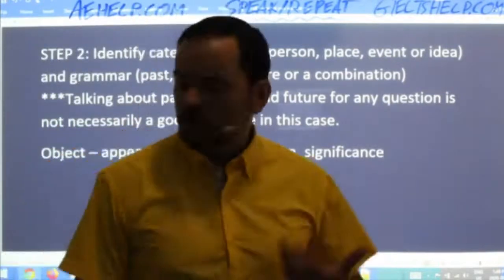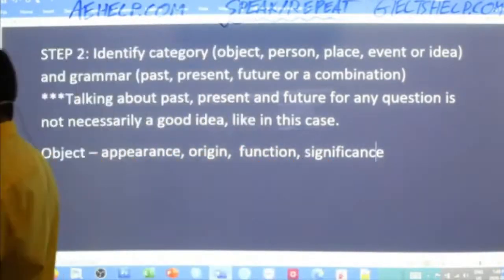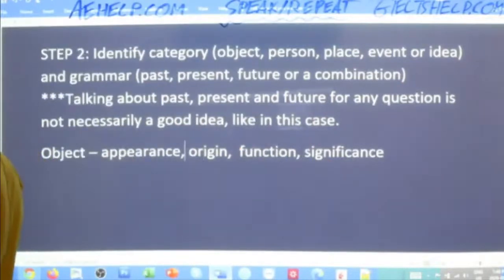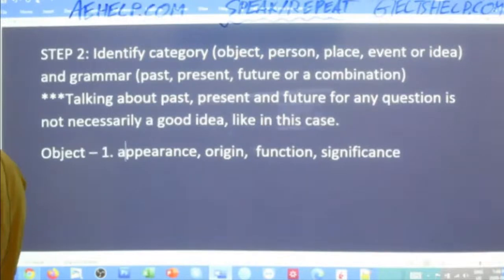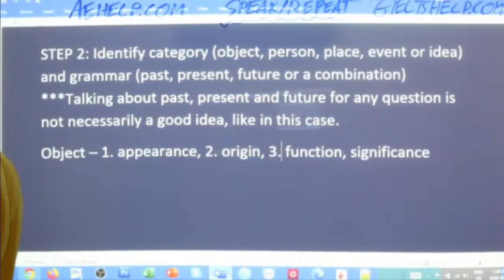So, and this should be the order. Okay, so this really should be the order that you're talking, because it makes the most sense. What does it look like? Where did it come from, the object? What is it used for, right? And why? What is the purpose? So why is this object important or not important?